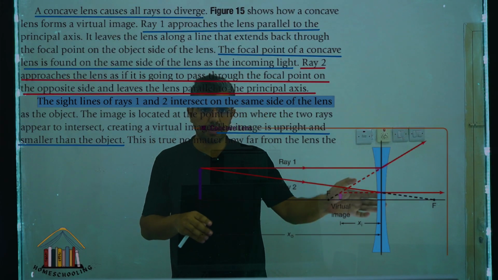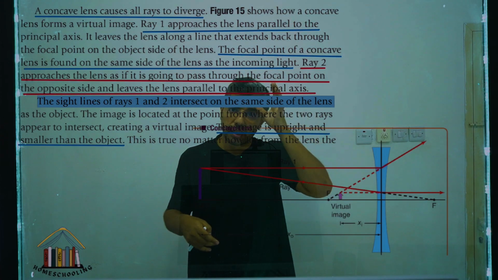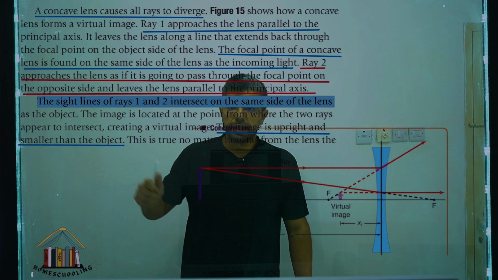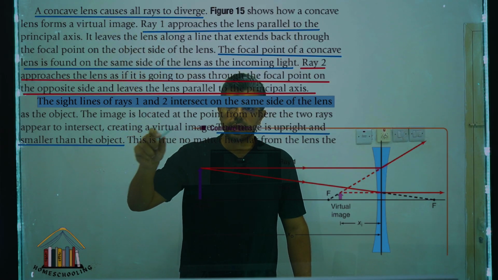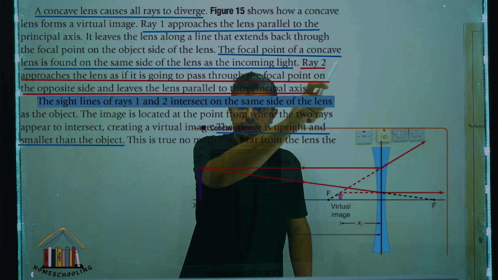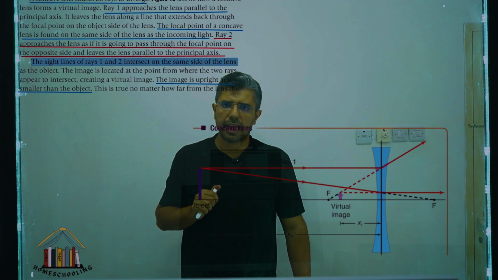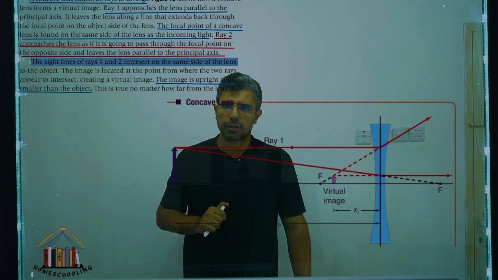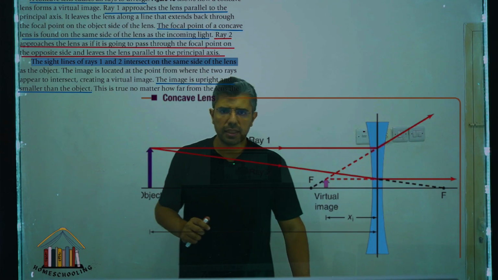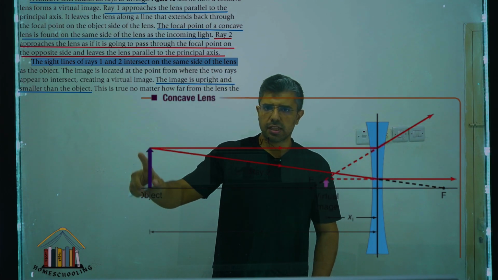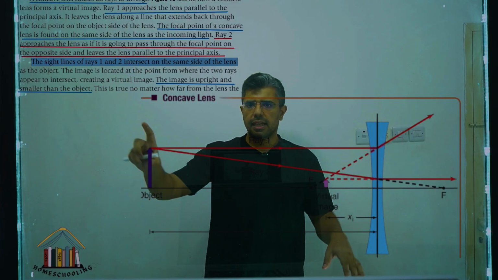As we see here in the figure, after hitting the lens, the light diverges, each ray going its own way. In this text, they are also explaining how to draw ray 1 and how to draw ray 2. We'll see how we will draw the formation of the image from this kind of lens. Mainly we have the object, which as you see is way away from the lens. So this is the lens and this is the object.